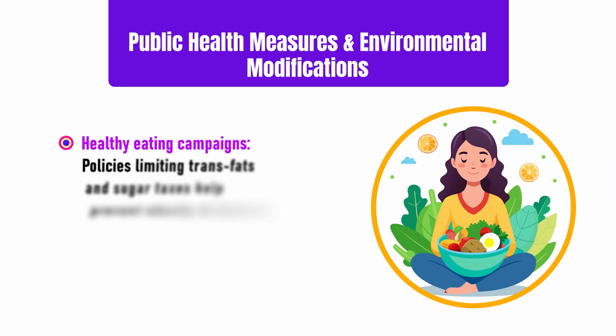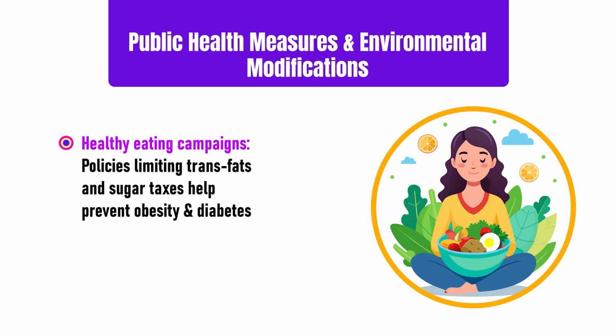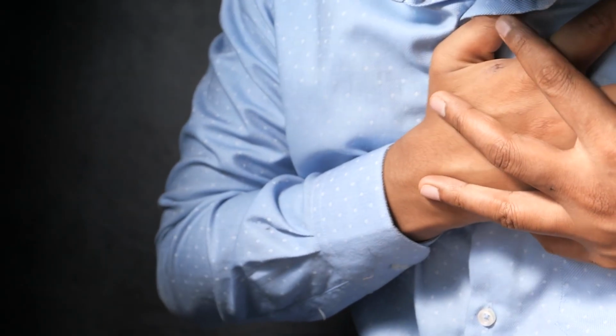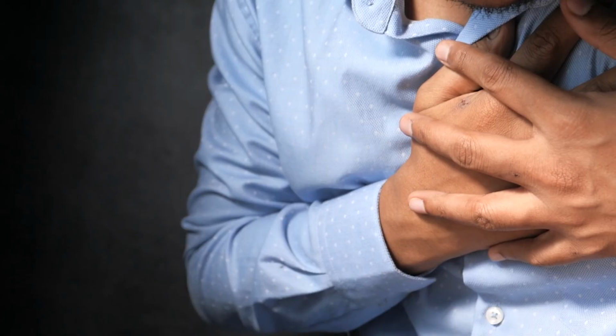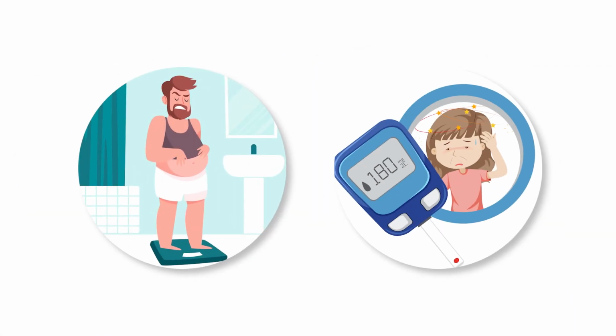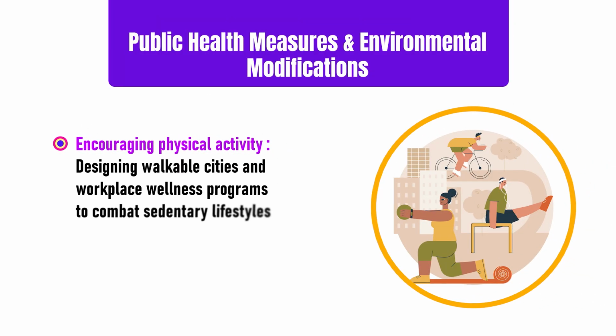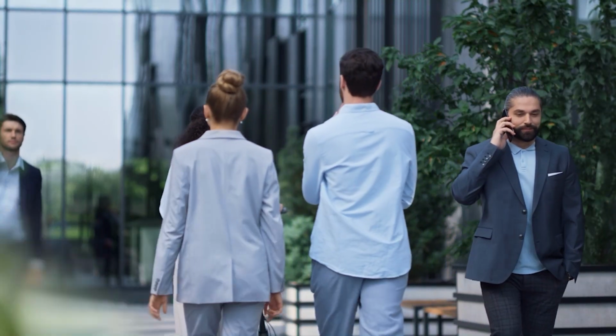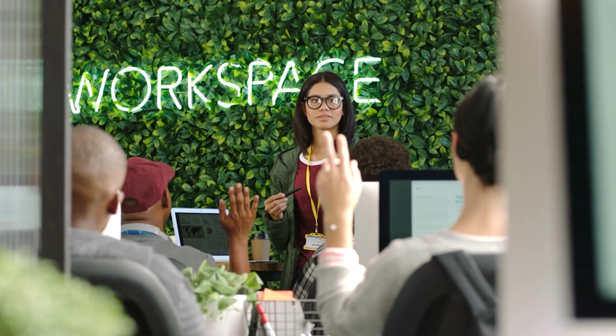We may encourage healthy eating campaigns. For example, some countries which have policies for reducing trans fats have considerably reduced the chances of development of cardiac diseases. And some countries also have sugar taxes. They help prevent obesity and diabetes. All these are aimed to intervene at a community level. Similarly, we may encourage physical activity by designing walkable cities, and we may encourage workplace wellness programs, inclusion of gyms at the workplace, and this may combat to some extent the sedentary lifestyle.